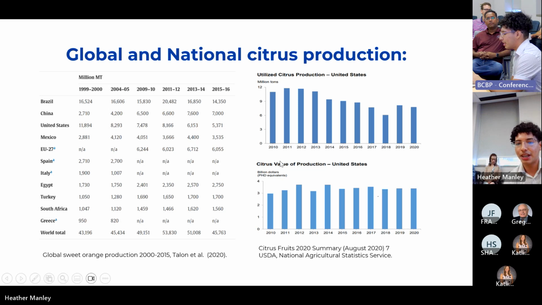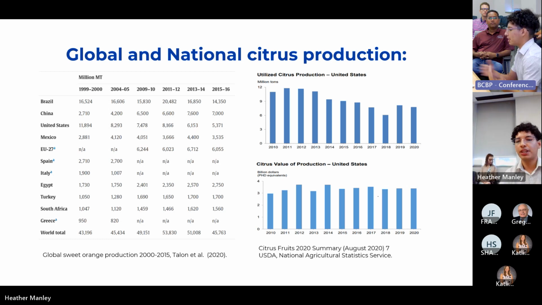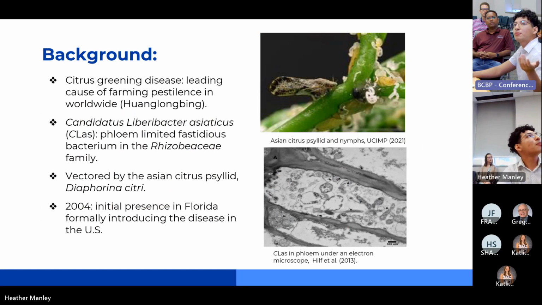So on the bottom, we have our citrus value production, and this is estimated at around $3.5 billion in the US. Over the years, it really doesn't fluctuate too much, but that's the range of revenue that is produced as a result of our citrus industry. A little bit more background.